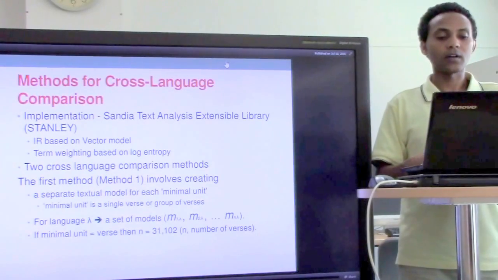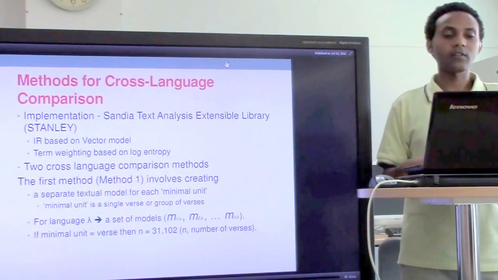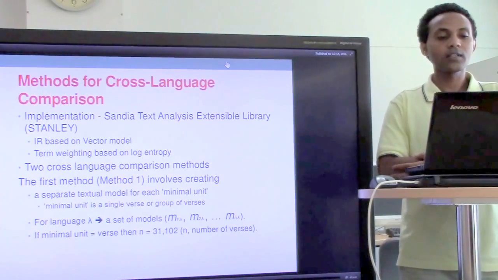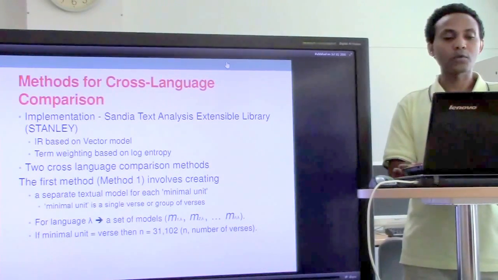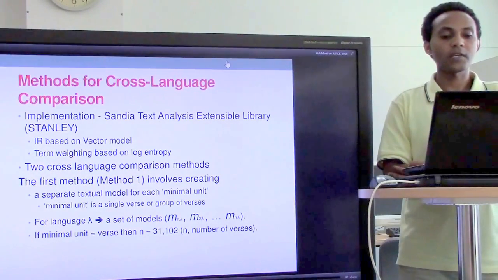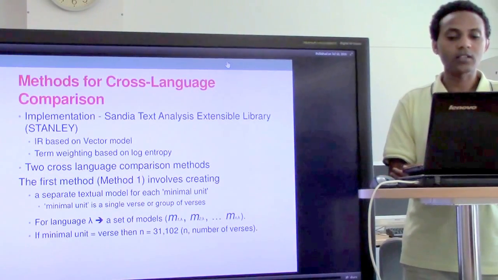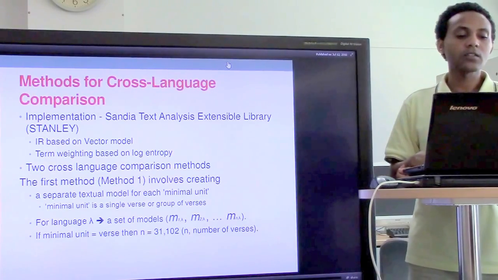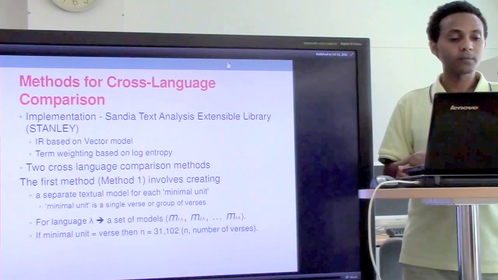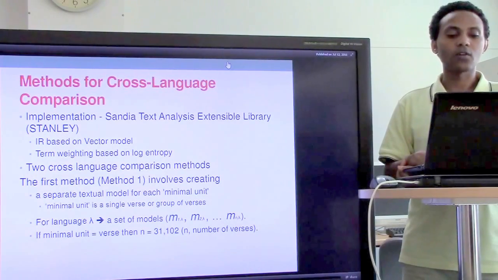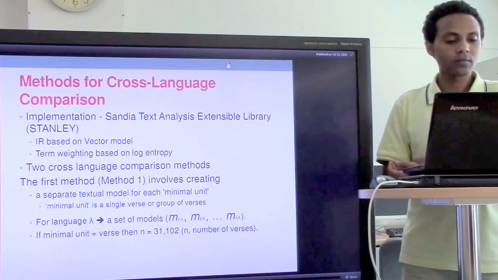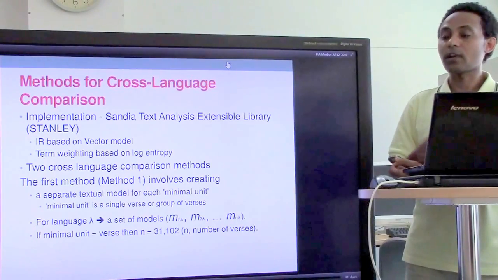And the method the authors used for making an empirical study on the usefulness of the Bible for cross-language information retrieval is cross-language comparison. The implementation is based on the Sandia Text Analysis Extensible Library. This system is an information retrieval system based on the vector space model. And term weighting was done based on log entropy. So there are two cross-language comparison methods which were conducted in this research.